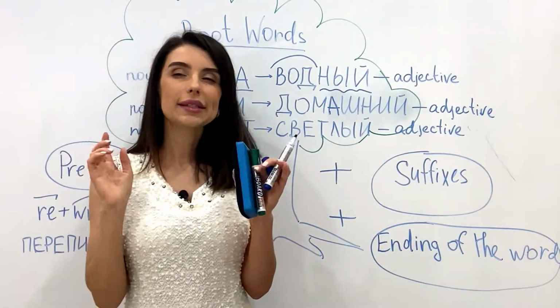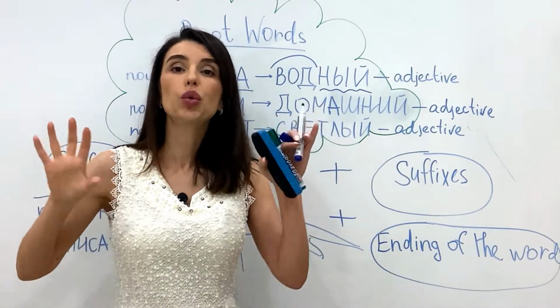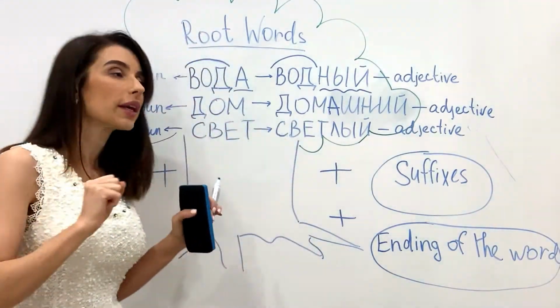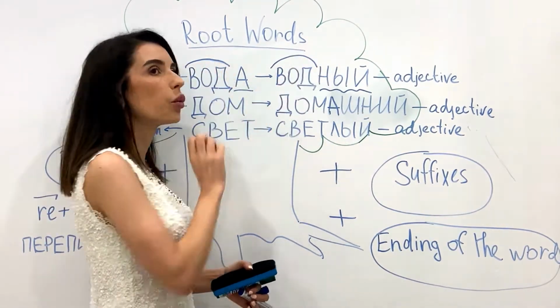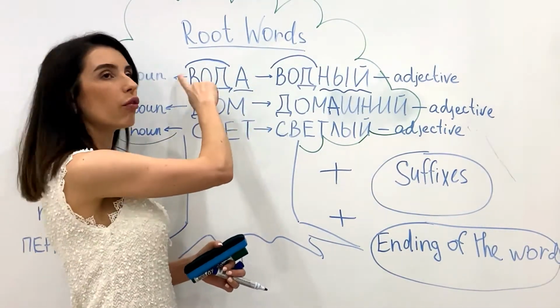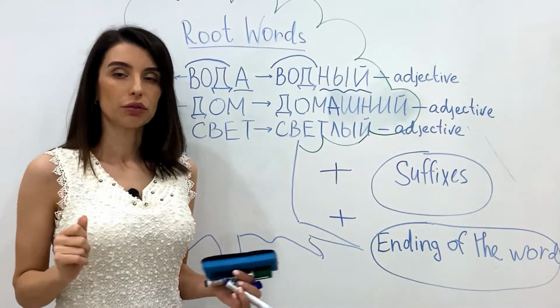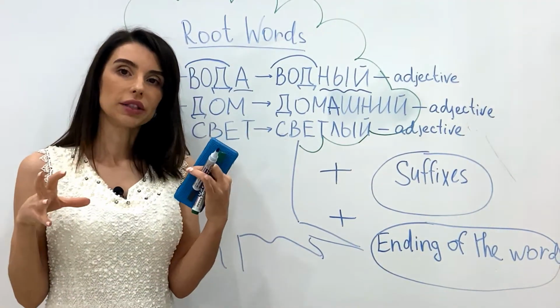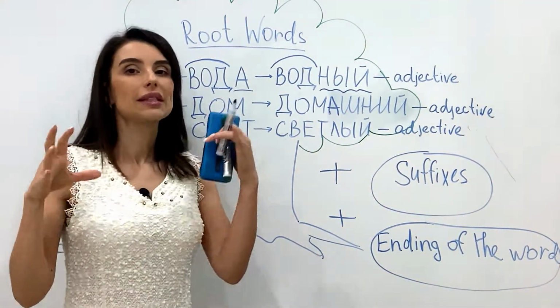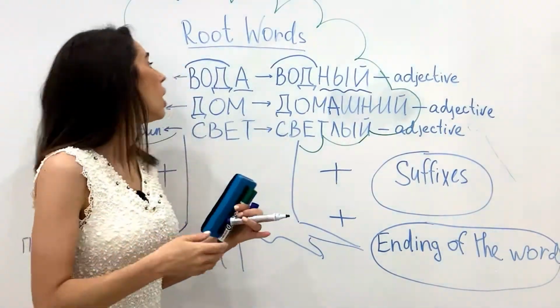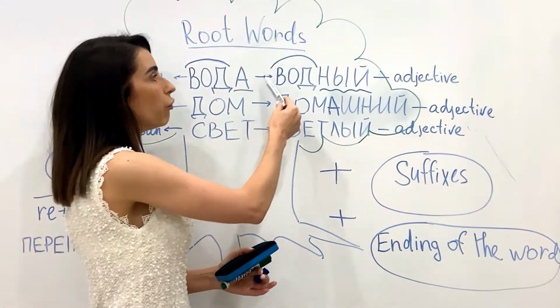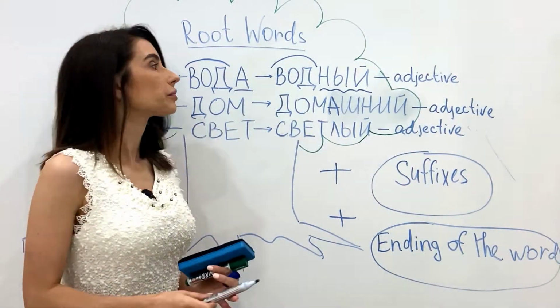What is similar in these two words? What can you see? The same part of these two words can be вод, right? This part is stable and never changes. Never. Вот, вот. Can you see?